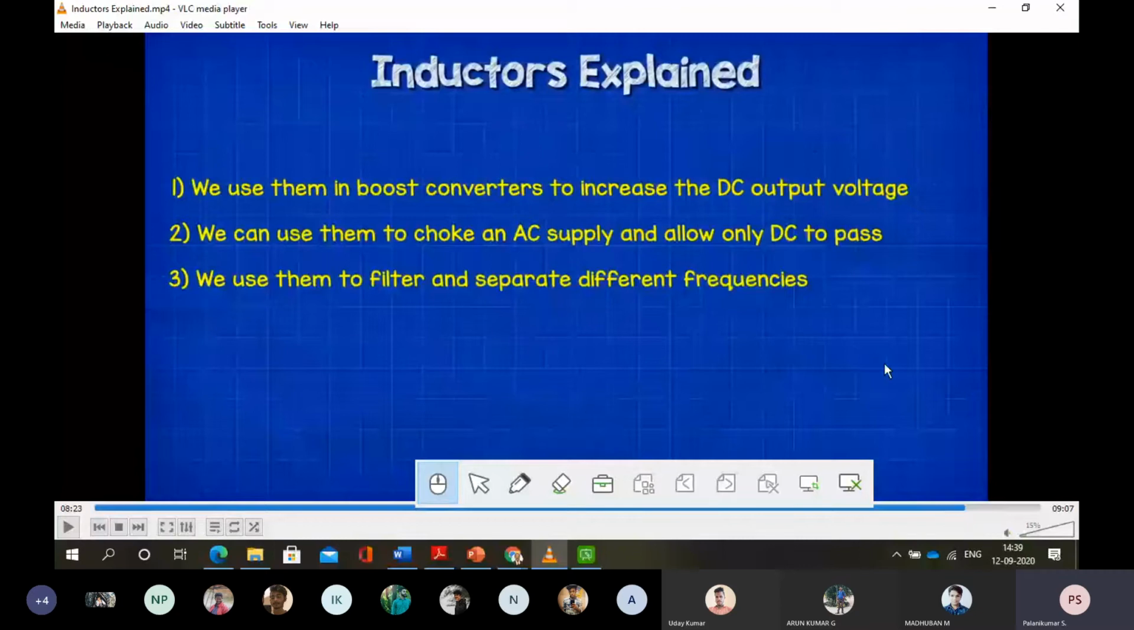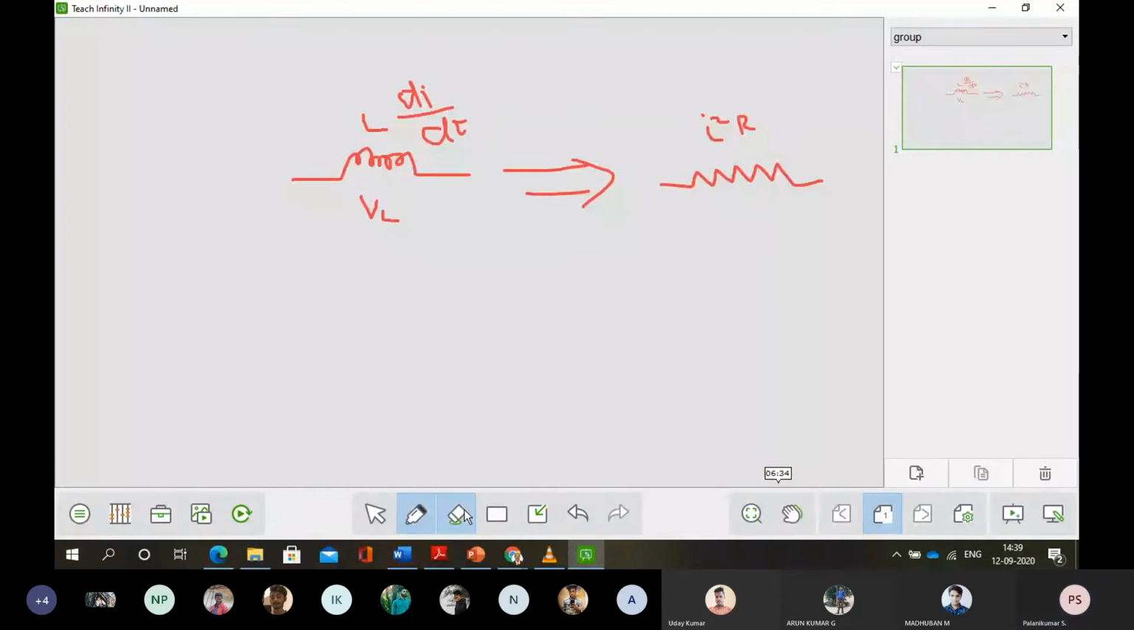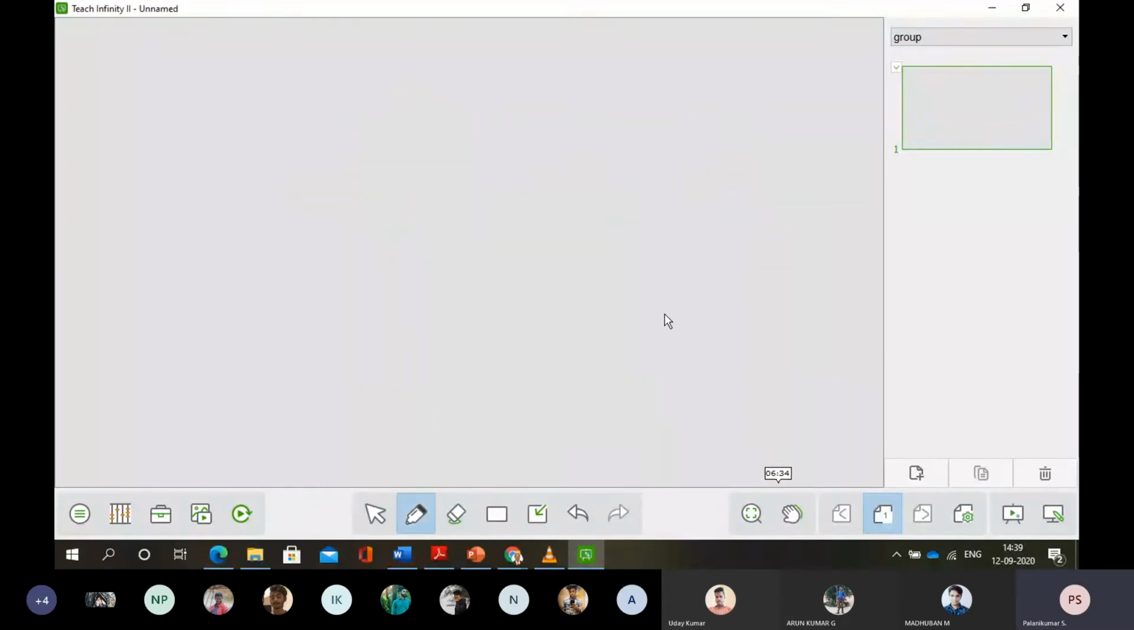All that we are going to use in your subsequent semester laboratories. We also use inductors in transformers, motors, and relays. One important thing: in a subsequent experiment, we are going to have a fluorescent lamp wiring. Fluorescent lamp is colloquially what we call tube light wiring. There also we are going to use an inductor.